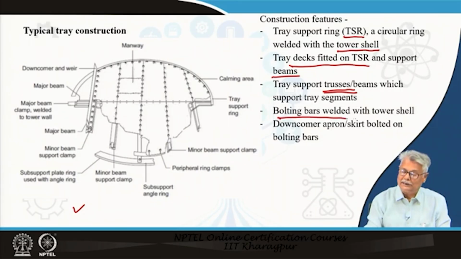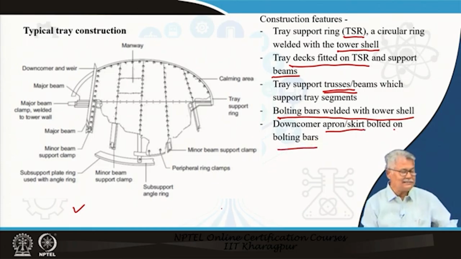Bolting bars are welded to the tower shell that we have seen. Now, the downcomer apron card is bolted on the bolting bars. So, this ensures the placement of the deck, and on the deck, whether you have the orifice, which is the sieve, or the bubble caps or the valves, these vapor dispersers are placed or fitted.